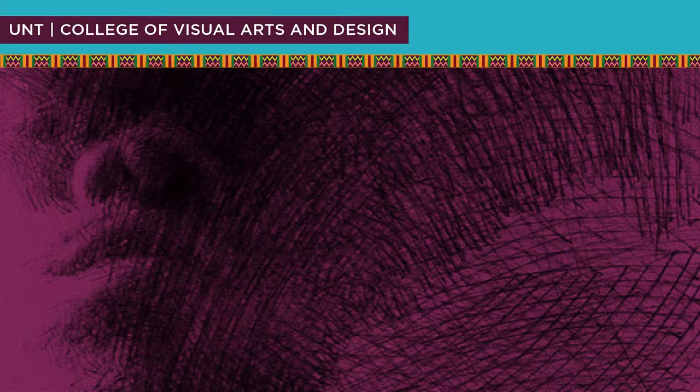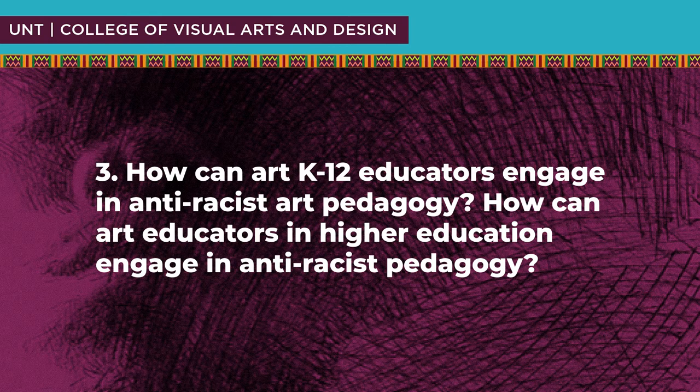So the third question, how can art educators engage in anti-racist art pedagogy at the K-12 level and at the higher education level? Let's start with this notion. Obviously, there are different definitions of what art is, right? And depending on how you define art, that's going to inform how you teach art and what you consider to be the elements of art or art making.